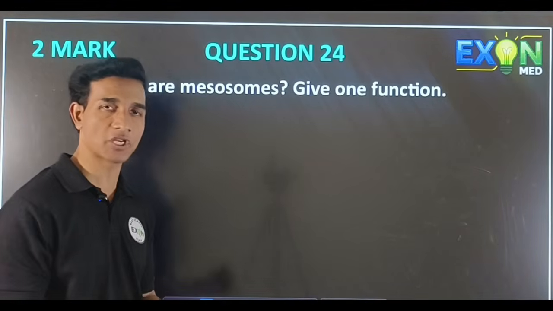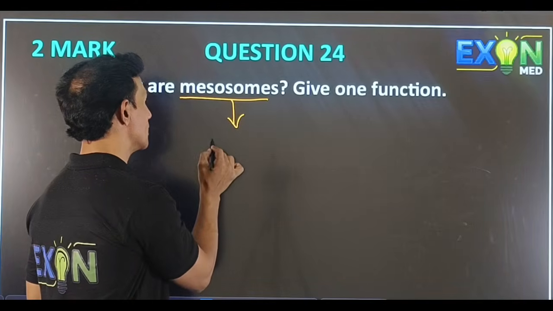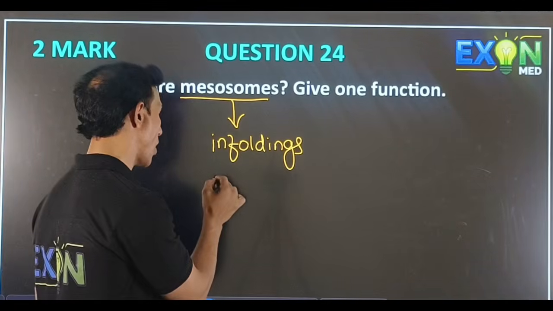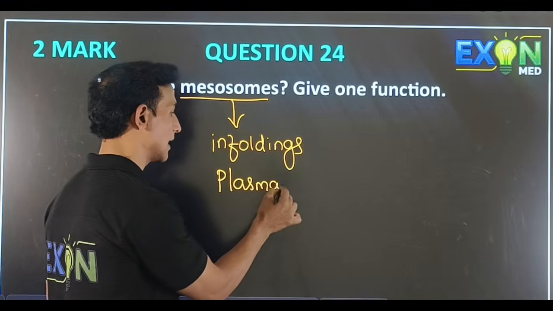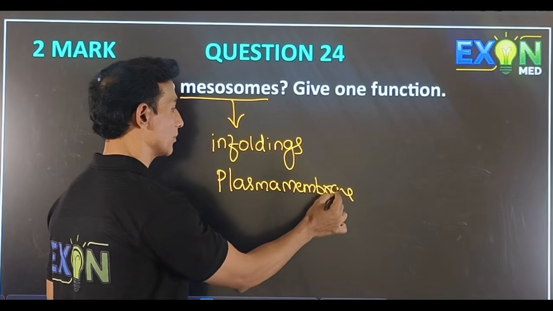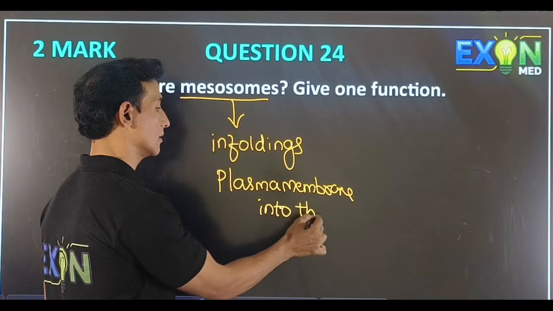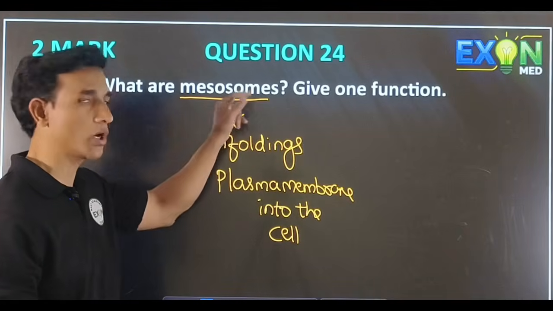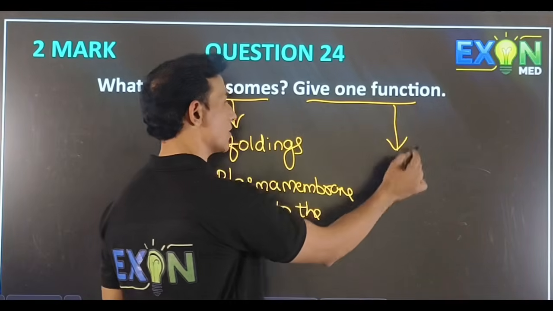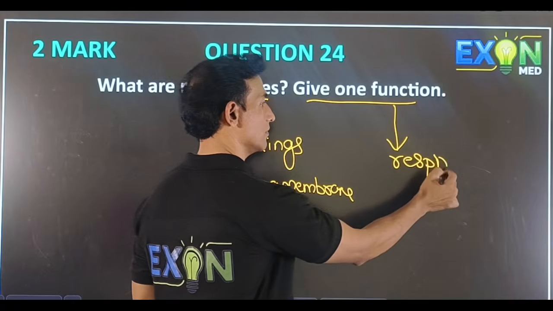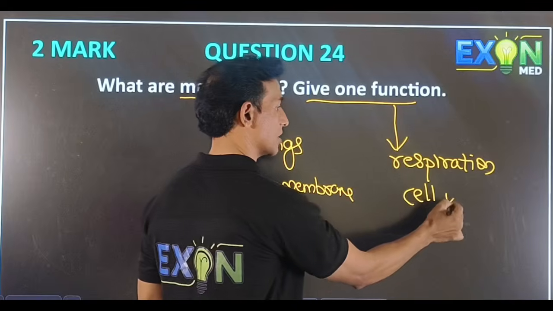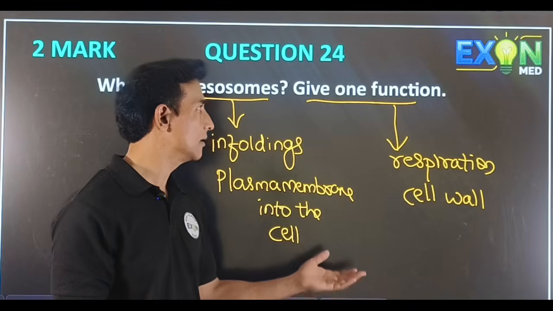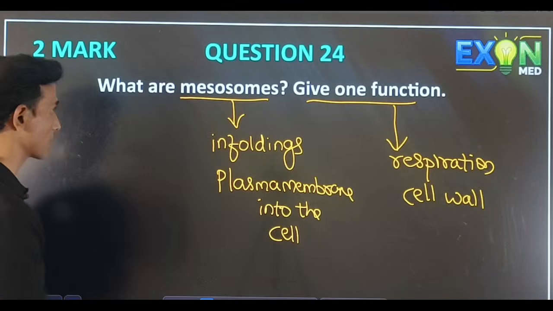So the next question, what are mesosomes? Give one function. So mesosomes are the infoldings, or you can call it extension of plasma membrane, into the cell. You can find this in prokaryotes. Infoldings or extension of plasma membrane into the cell is called mesosomes, and the function of mesosome is respiration, cell wall formation, as well as division, distribution of DNA in the cell. You can give any one function.